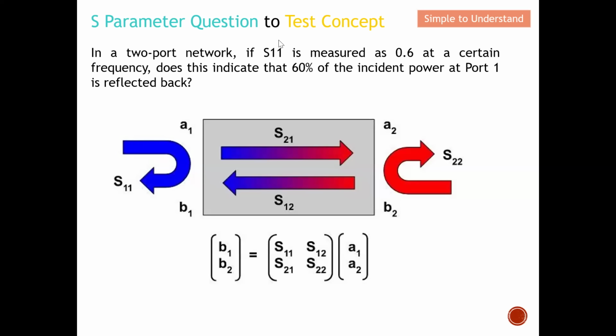But in short, when we measure S parameters and S11 is measured at 0.6 at a certain frequency, does this indicate that 60% of the incident power will be reflected back? Which means that 60% of the power will be reflected back over here. So is this sentence correct or wrong?